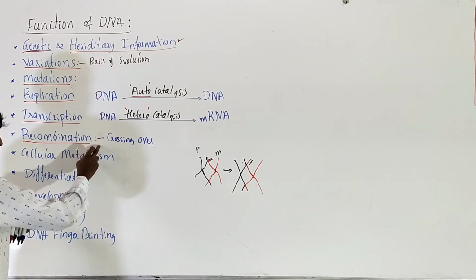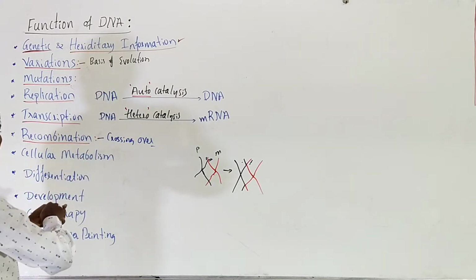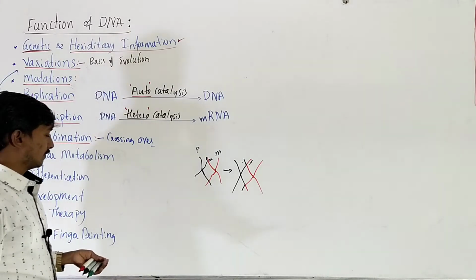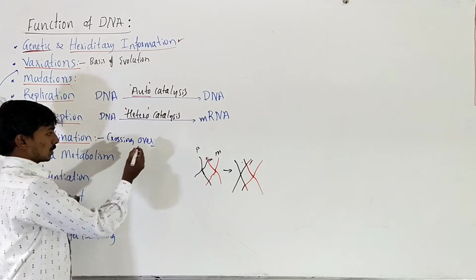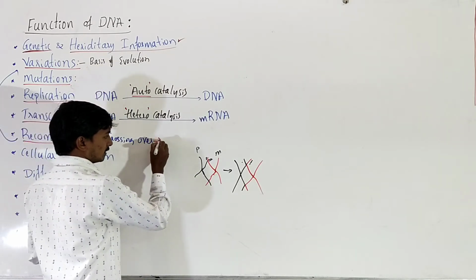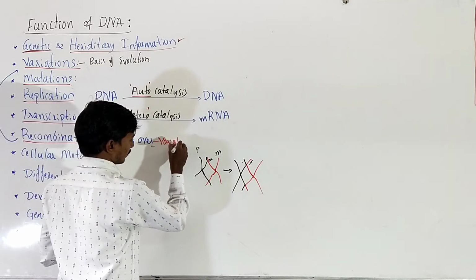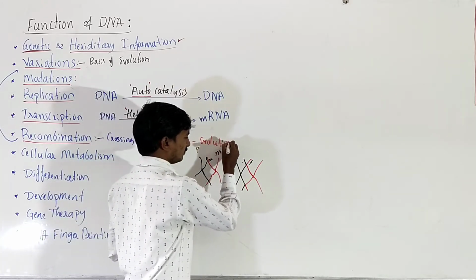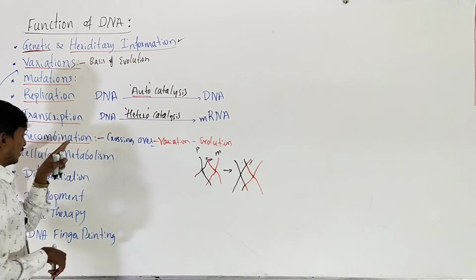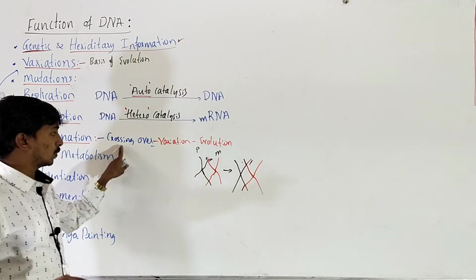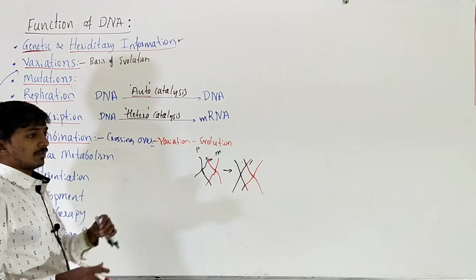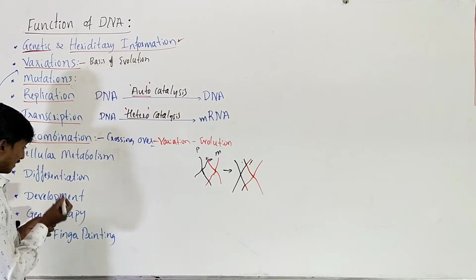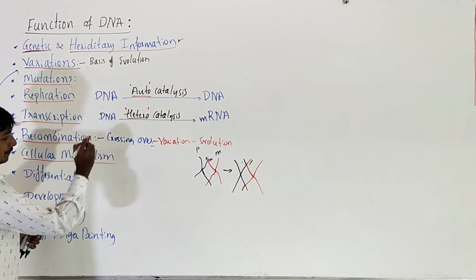Because of this process only, there is a process called variation. Without crossing over, without recombination, there is no variation. There is no evolution. So for every evolution, recombination or crossing over must occur. Then only there is variation, and then only there is evolution of the organism. Right? That's about recombination.